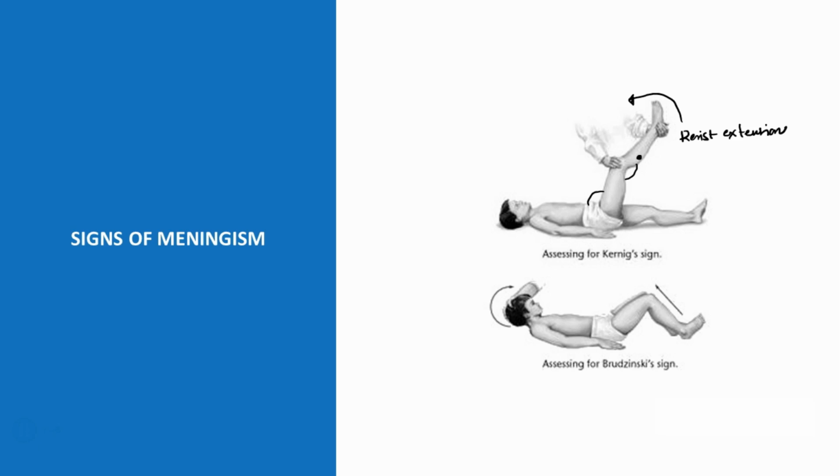Similarly, the other image is showing Brudzinski neck sign. When you are trying to forcefully flex the neck, you can also see reflex flexion of hips. So reflex flexion of hips and knees on forceful flexion of neck is Brudzinski neck sign. What is Brudzinski cheek sign? On applying pressure on the cheek on the ipsilateral side, there will be flexion and rise of the forearm. So this is Brudzinski cheek sign.